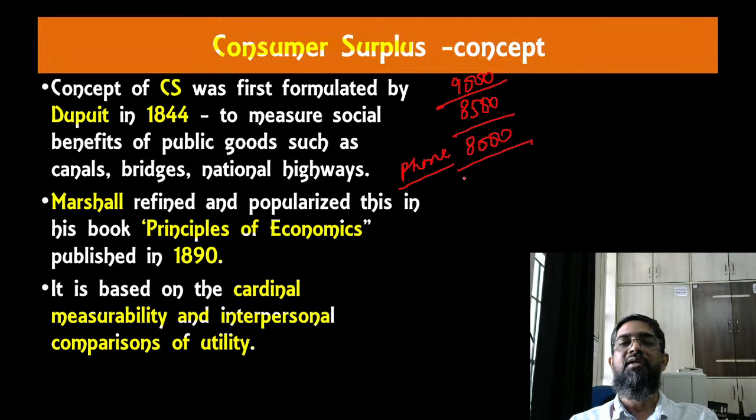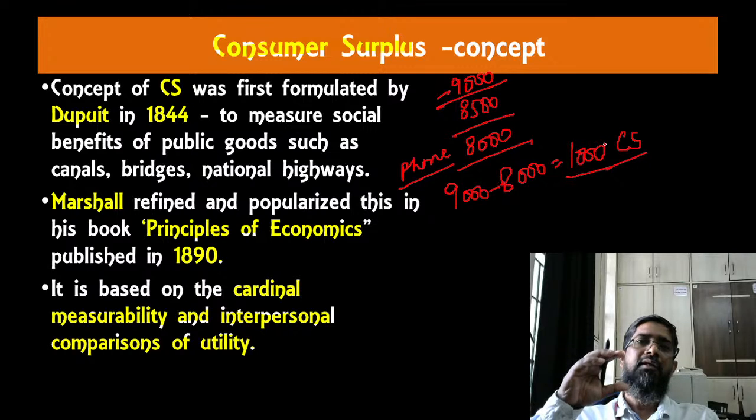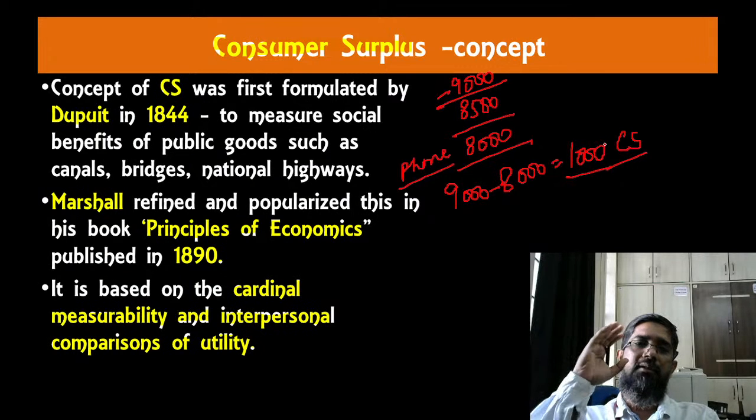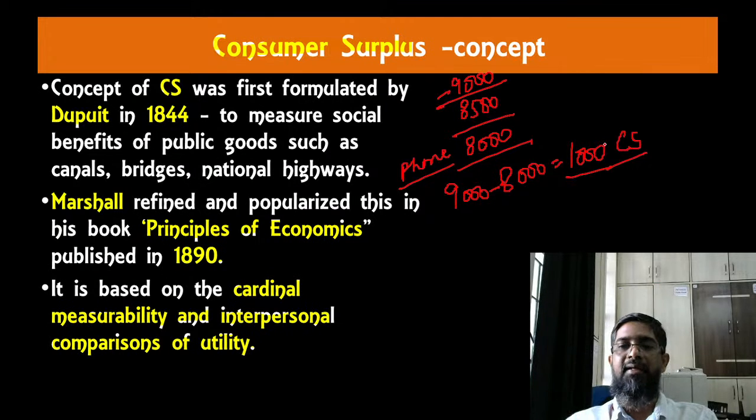So you are more than happy, because you were ready to pay 9,000 rupees and the phone is available for 8,000. So there is actually a consumer surplus of 1,000 rupees. This is known as CS, or your consumer surplus. That means you were mentally prepared to pay that much for the product which you want to buy. That is the consumer surplus.